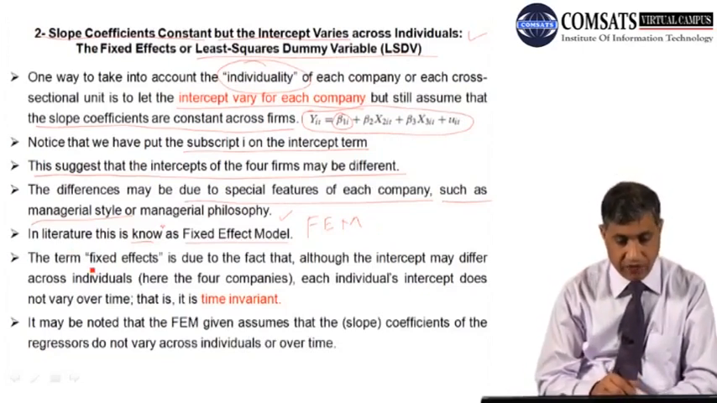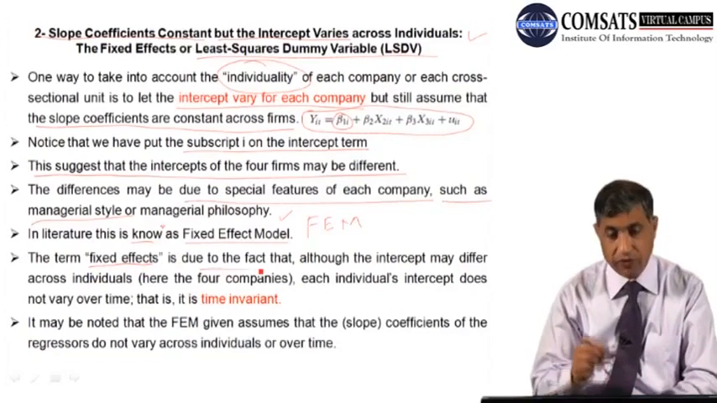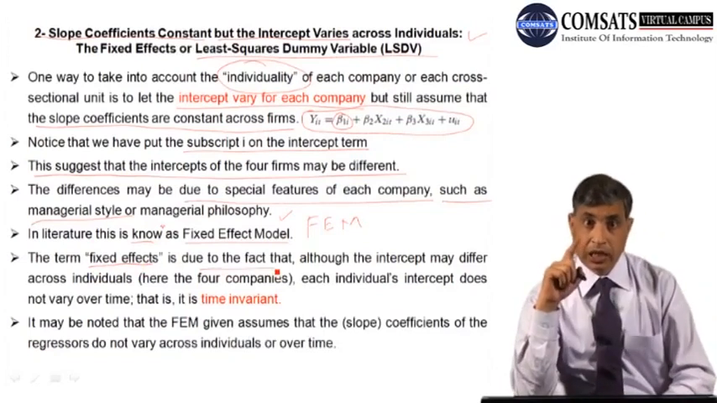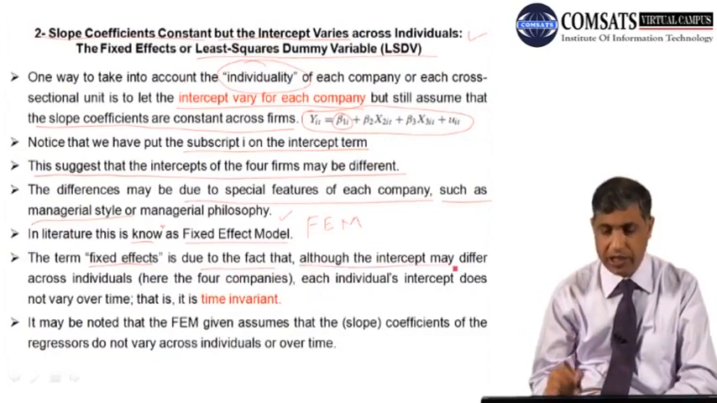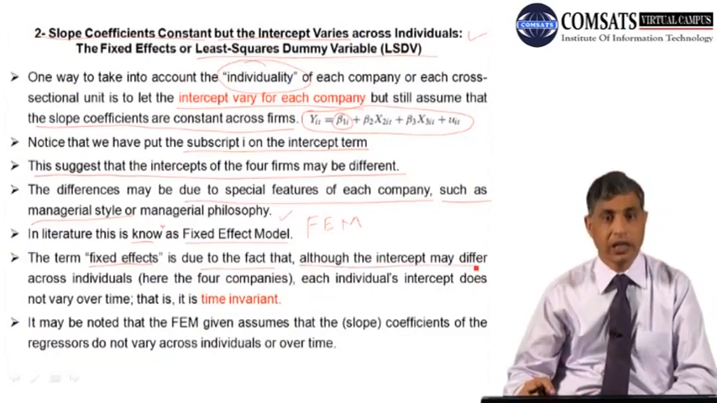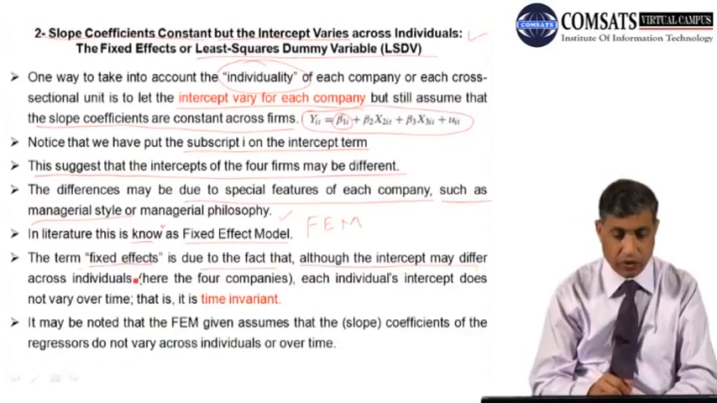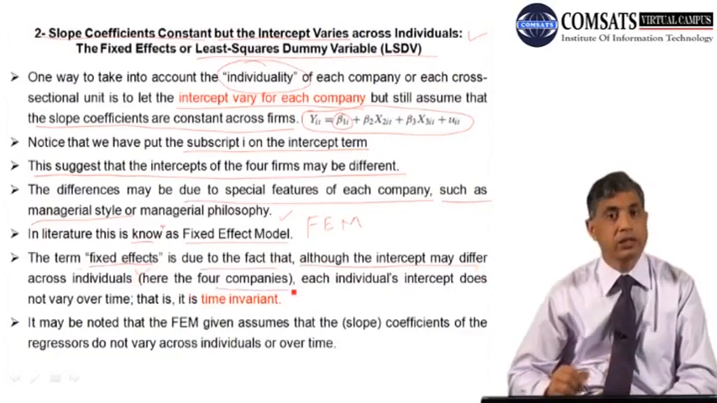Why do we call it the fixed effect model? This is due to the fact that although the intercept may differ across individuals, here the four companies.